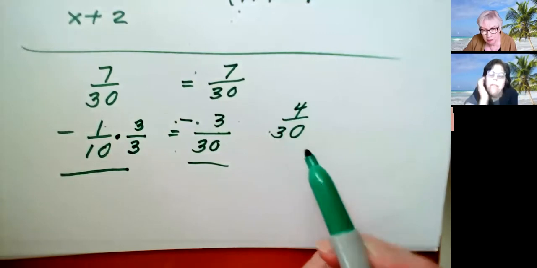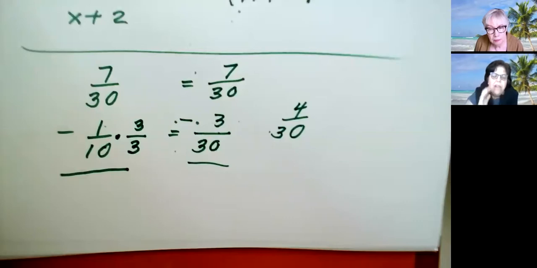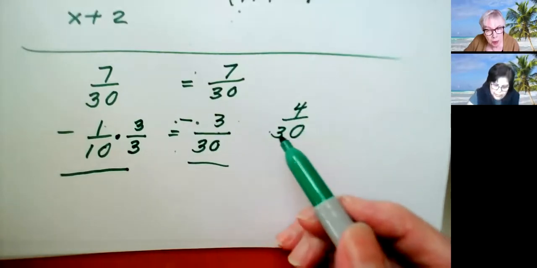Okay, hold on. Four. Okay, so 4 doesn't go into 30. No, but there's another one that does. 2 goes into 30. Okay, now we're in business. 2 is the number that divides them both.